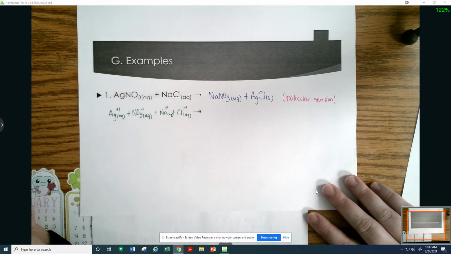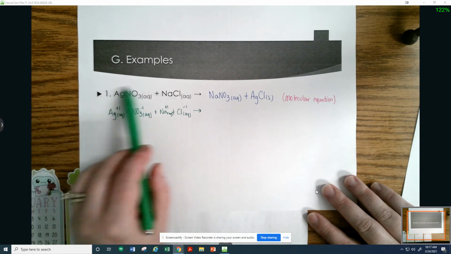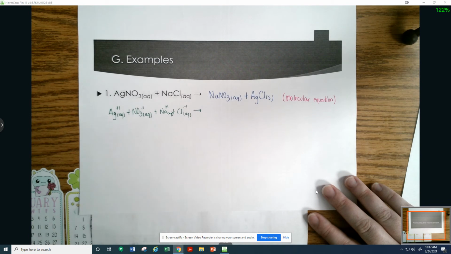Again, in this particular problem, I will not have coefficients because I don't have any of my polyatomics in parentheses, there's no other subscripts, and there's no coefficients. That's why this particular example does not.